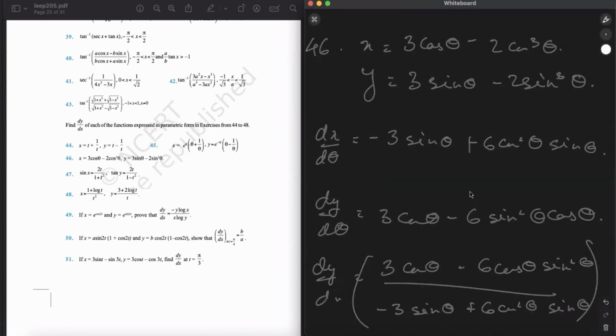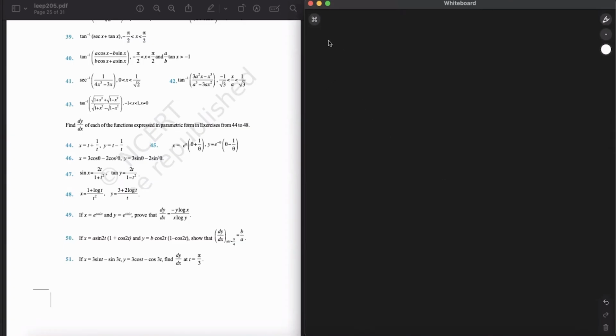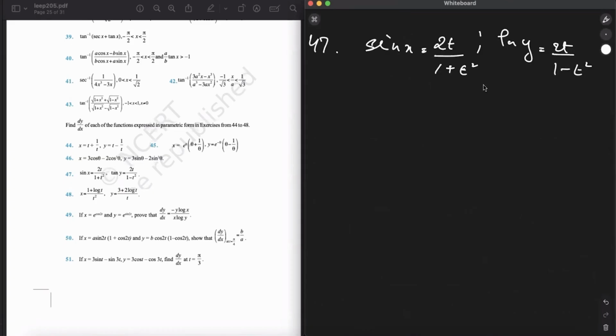So moving forward, I have with me question number 47. Question number 47 has given to me that sin x is equal to 2t upon 1 plus t square. It is a good question, alright? And tan y is equal to 2t upon 1 minus t square. So how can we solve this?